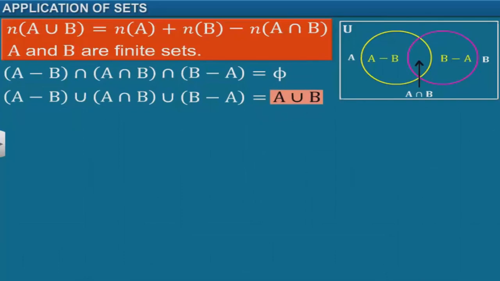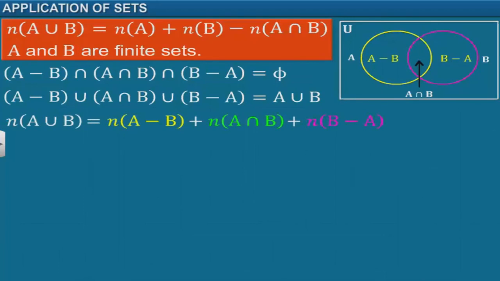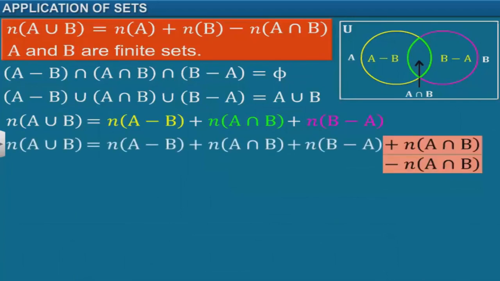It follows that the number of elements of set A union B is equal to the sum of the number of elements of each set taken independently. We will add and subtract n of A intersection B as shown.